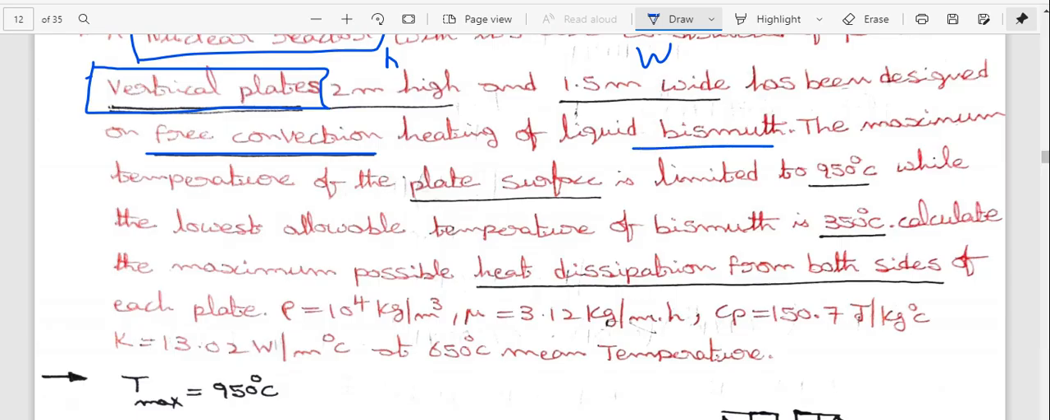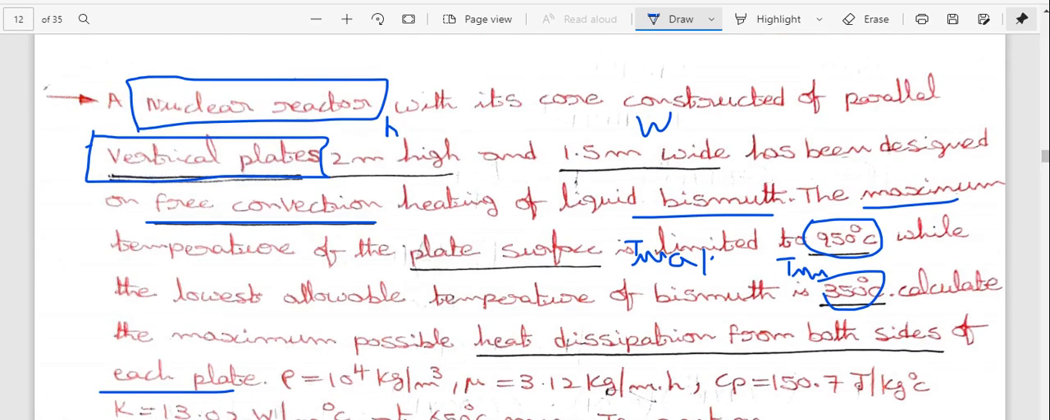The maximum temperature of the plate surface is limited to 950, T maximum, while the lowest allowable temperature of the bismuth is 350. So 950 is the maximum value and 350 is the minimum value. Calculate the maximum possible heat dissipation from both sides of each plate. We don't have how many plates are mentioned in this nuclear reactor.